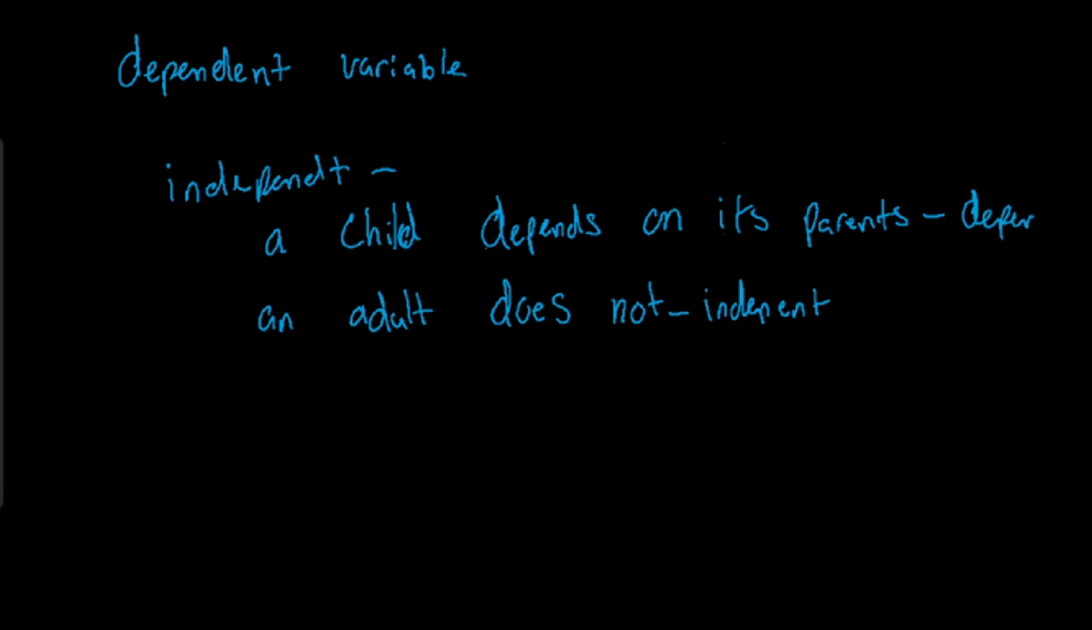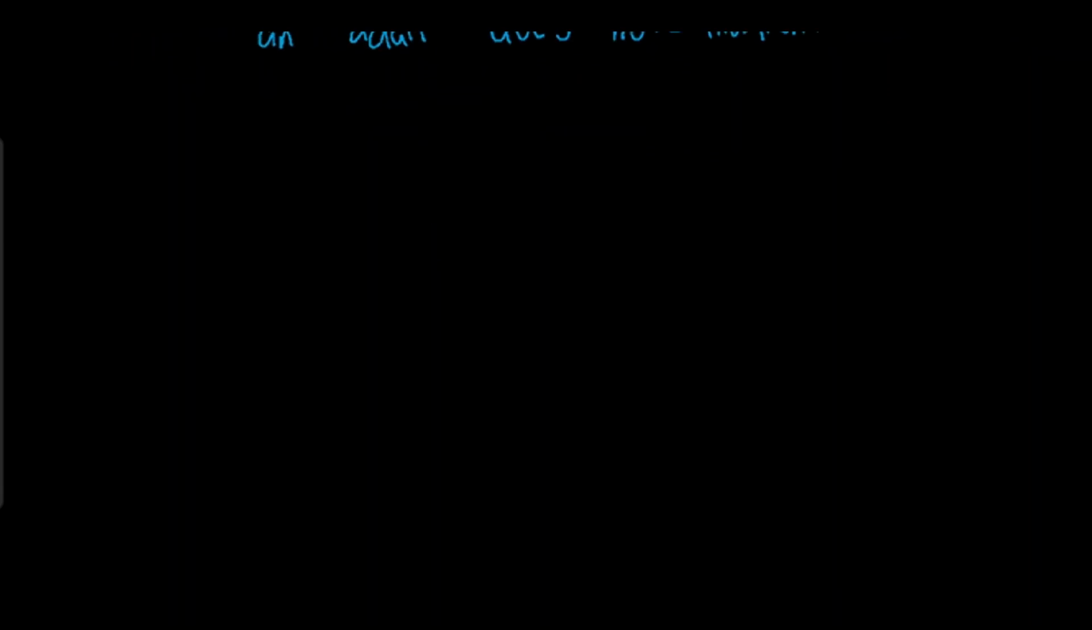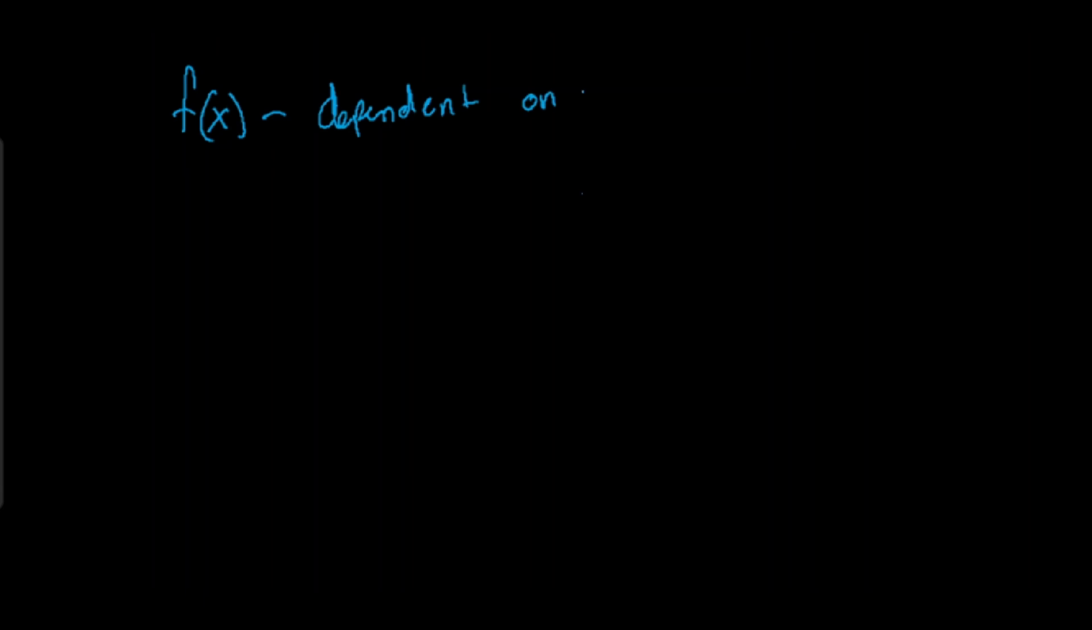Now, in terms of math, we use function notation to show the function which is dependent on the variable. The most common form of function notation is written as so: f of x. This means the function is dependent on the variable x. Whereas x just equals a number.